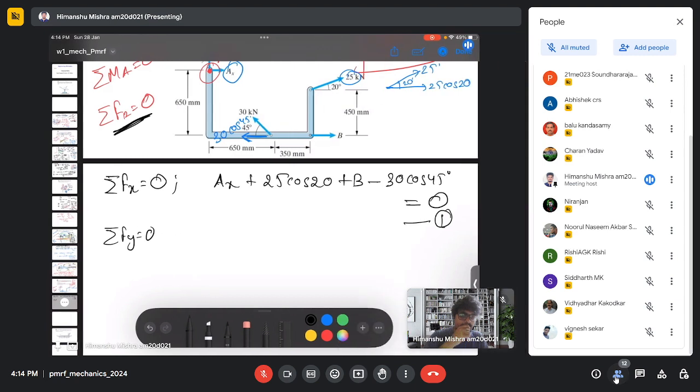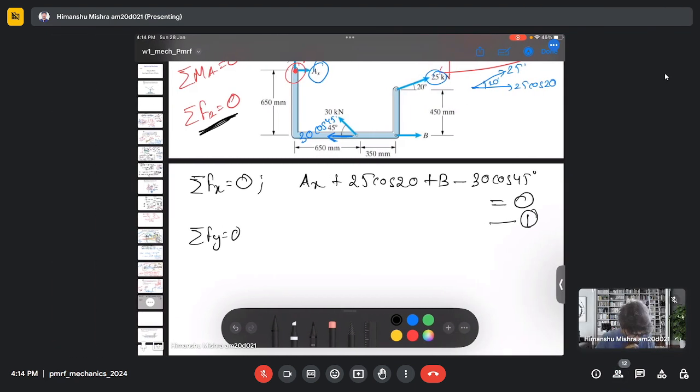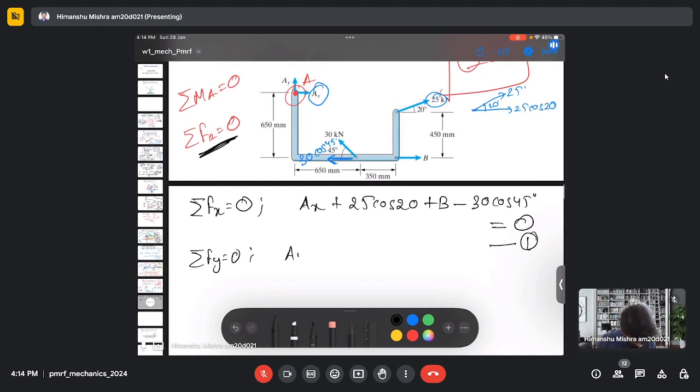Then the summation of force in the y direction, which will give me Ay, and this component of force, this one, which is 25 sine 20. This component of force, which is 30 sine 45, 30 sine 45 plus 25 sine 20. So this is my equation 2.